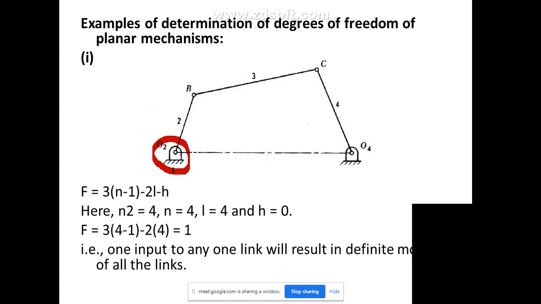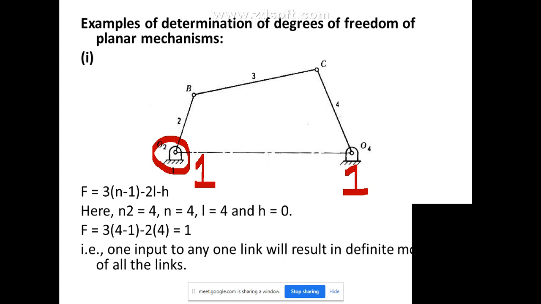Preferably, whichever link is fixed, we give it number 1. So this is number 1, and whichever link is grounded or fixed, we take it as link number 1. Then from link 1, let us continue.